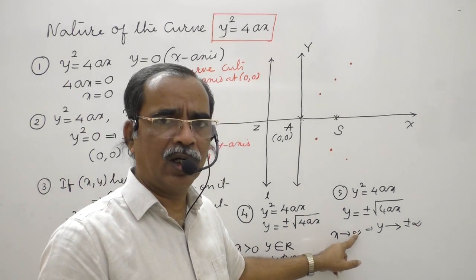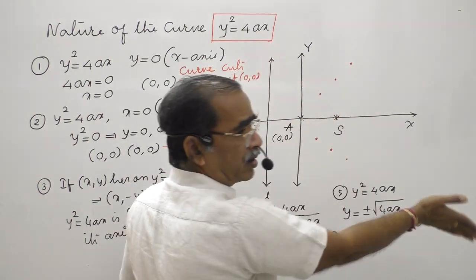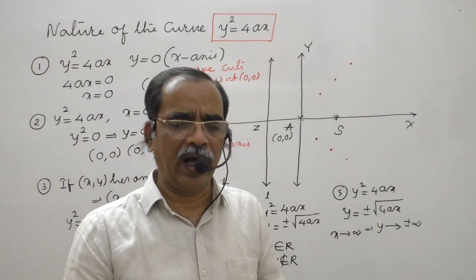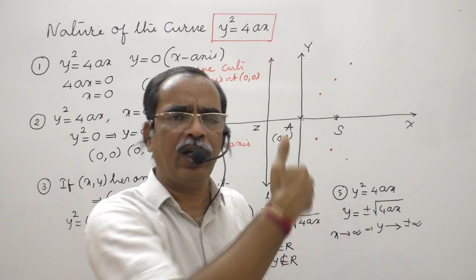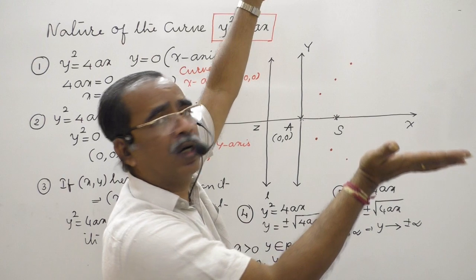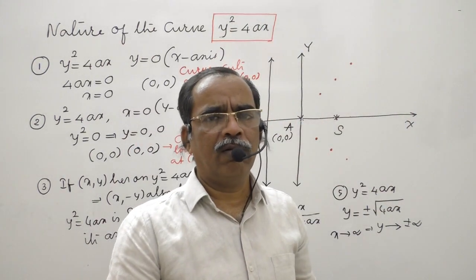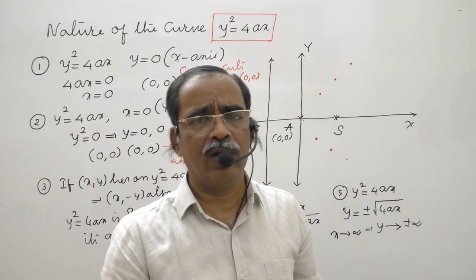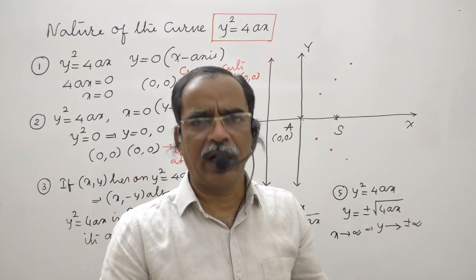As x is tending to infinity, y tends to plus infinity and minus infinity. That means the fifth point says that as x is tending to infinity, y also tends to plus infinity, minus infinity. That means the curve is an open curve. There are two types of curves, bounded curve and open curve. Circle is a bounded curve. Bounded curve means whose area can be found. Open curve, area cannot be found.